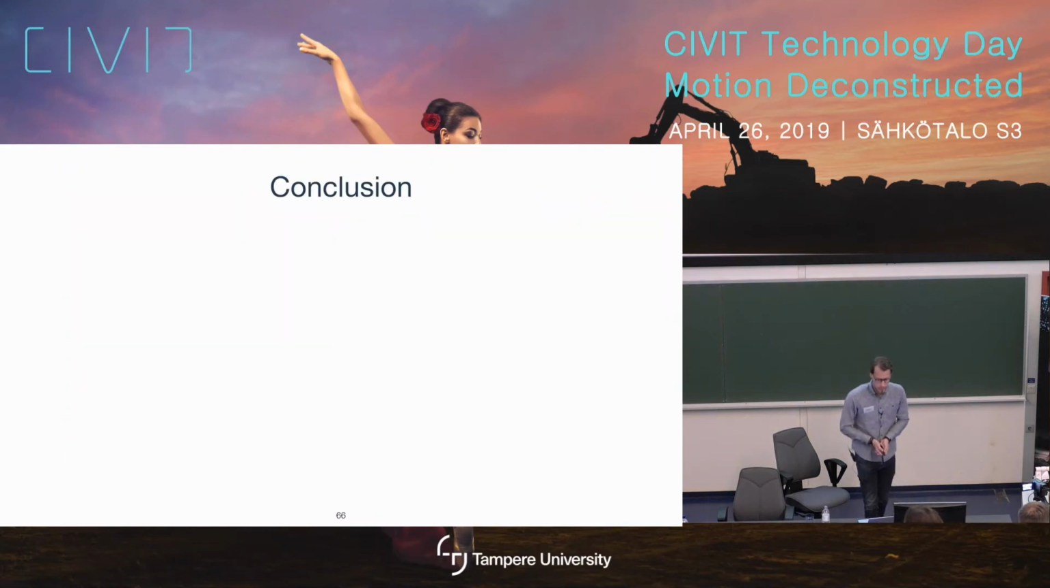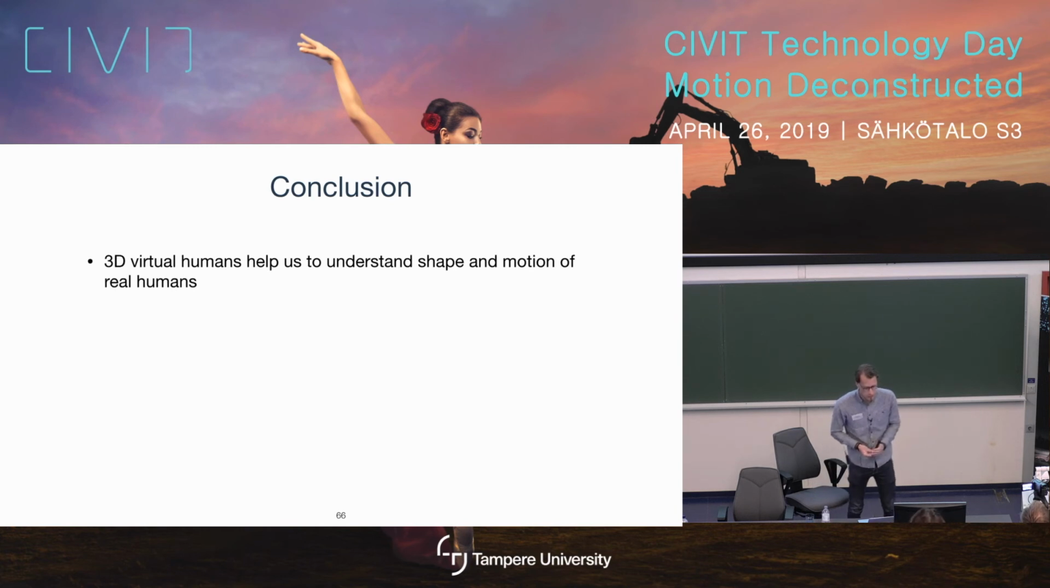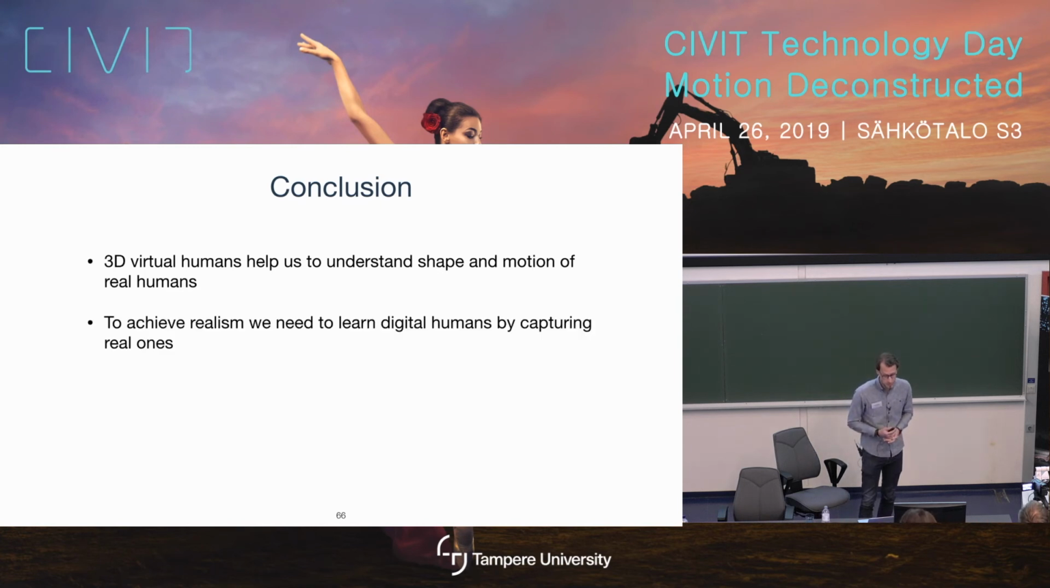So let's draw a conclusion. 3D virtual humans help us to understand shape and motion of real humans. If we want to achieve realism, we need to learn digital humans by capturing real ones. So we can learn how real humans look and how they move and how they deform, by learning digital models, and we learn these digital models from the real ones.